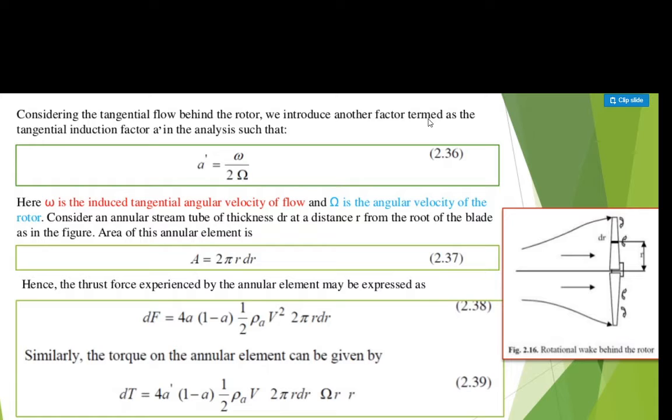As in the figure, the area of this annular element is dA is equal to 2 pi r dr. Hence, the thrust experienced by the annular element may be expressed as dF is equal to 4a (1 minus a) half rho V square 2 pi r dr. Similarly, the torque on the annular element can be given by dT is equal to 4a (1 minus a) half rho V 2 pi r dr Omega r into r.